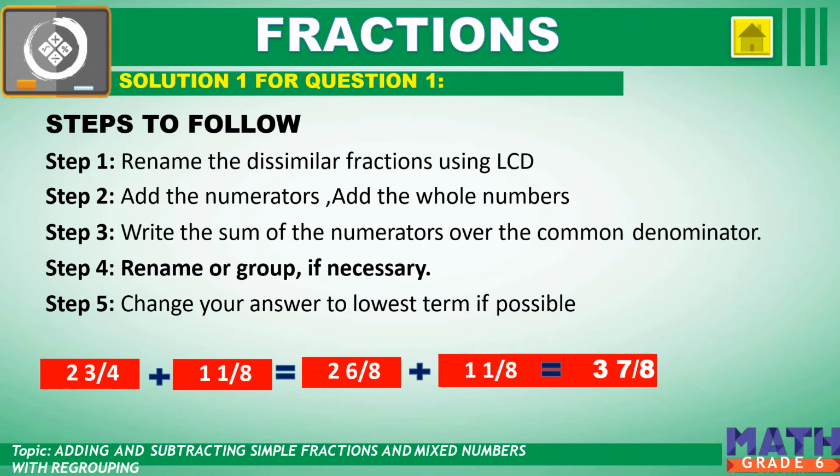And for step number 4, rename or regroup if necessary. So this time, no need to rename or regroup. And for step number 5, change your answer to lowest terms if possible. So at this point, 3 and 7/8 is in simplest form. So it is considered final.